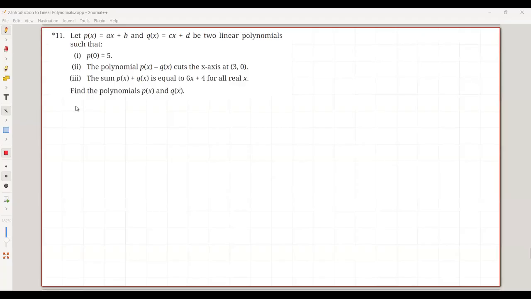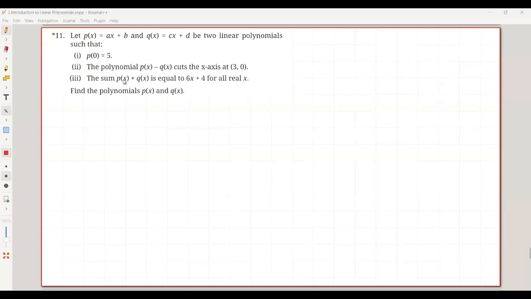Okay, question number 11, first one. Let P of x is equal to ax plus b and Q of x is equal to cx plus d, be two linear polynomials such that P of 0 is equal to 5 is given. First condition, P of 0 is equal to 5. And second one, the polynomial P of x minus Q of x cuts the x-axis at (3, 0).